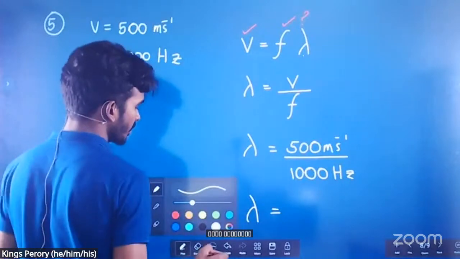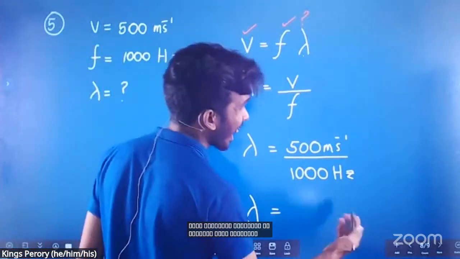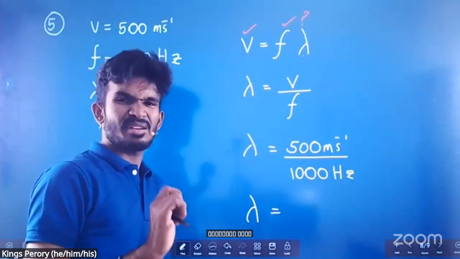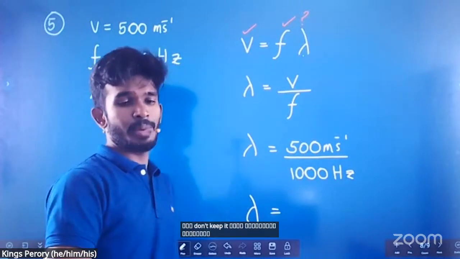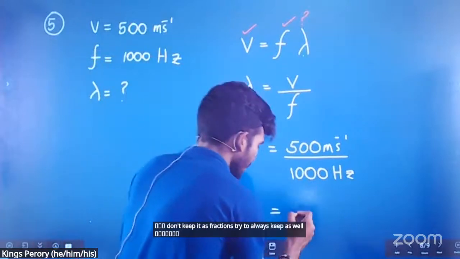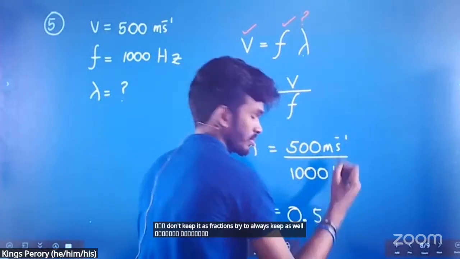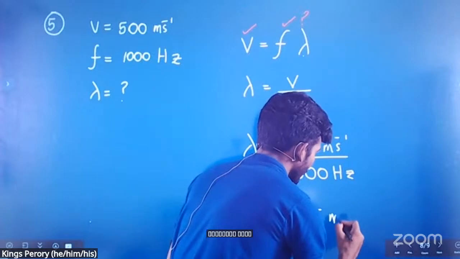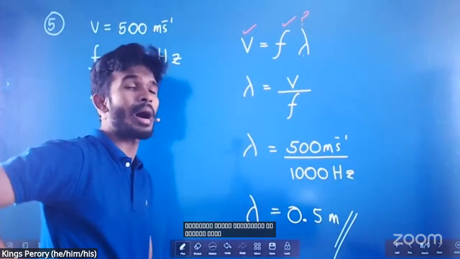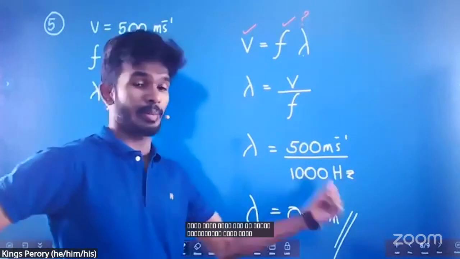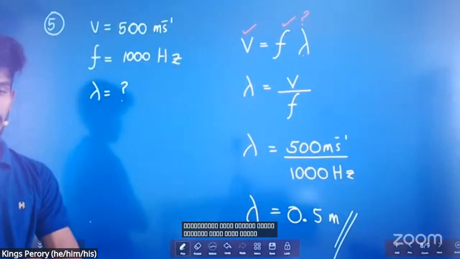500 divided by 1000 is half. Don't keep it as fractions. Try to always keep as decimals. Half is 0.5. 0.5 meters. Wavelength will come in meters. Check whether you have written the unit. No unit, no marks. 0.5 meters.